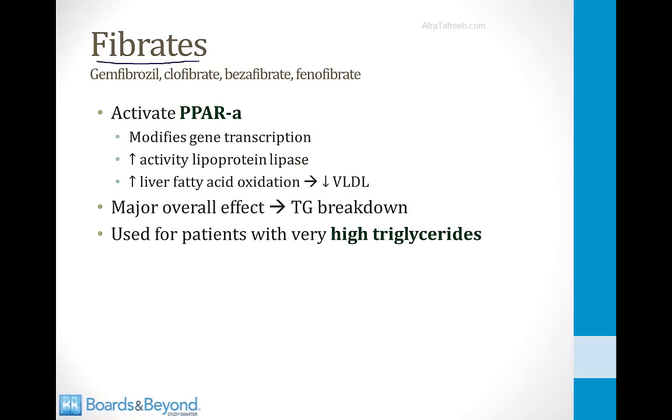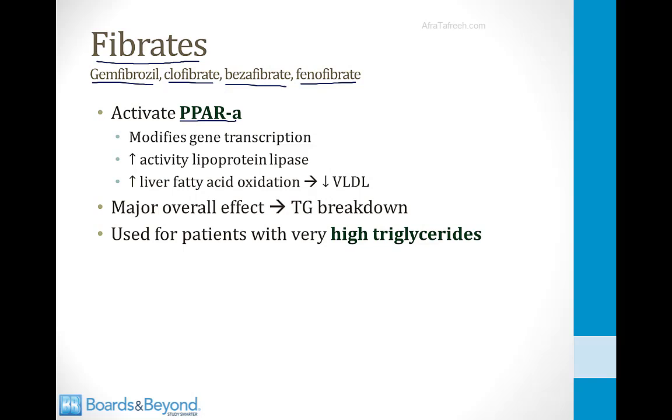The next class of lipid-lowering drugs are the fibrates, and all the drugs in this class have the word fib somewhere in their name. So this includes drugs like gemfibrozil, clofibrate, bezafibrate, and fenofibrate. The way these drugs work is they activate structures called PPARs. PPARs are peroxisome proliferation activated receptors, and fibrates activate PPAR alpha. You may know that there is a diabetes drug called pioglitazone that works on PPAR gamma.